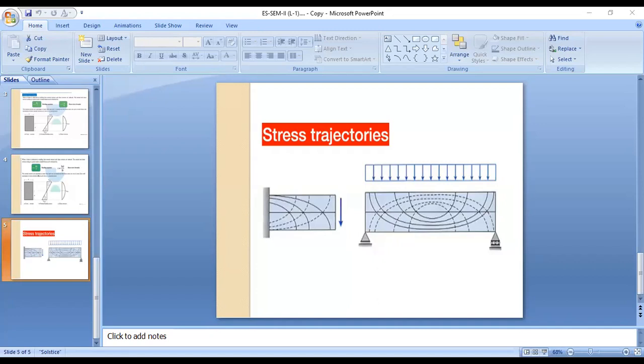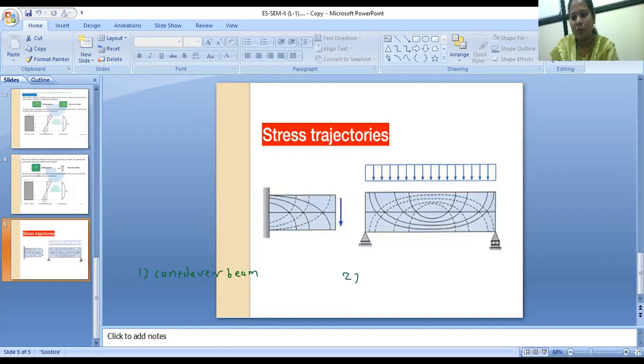Yes, ma'am. Okay. So here two figures are given. The first figure indicates this beam is a cantilever beam, and this figure shows a simply supported beam.